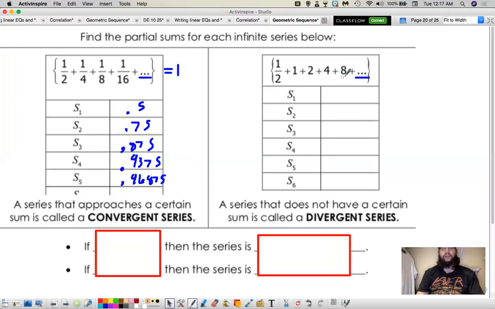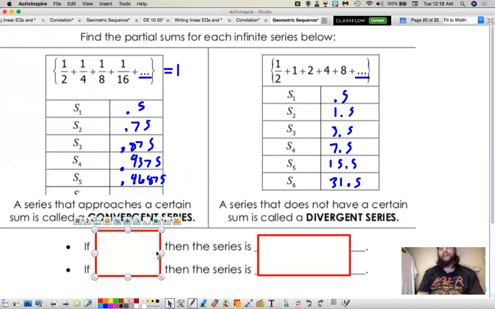Let's see what happens here. Looks like we're multiplying by 2. So that's 0.5, 1.5, 3.5. This is pretty easy to add. 7.5, 15.5. The next thing we're going to have is 16, so 31.5. And as you can see, the number's just getting bigger and bigger, right? It's not coming to a certain answer. It's going up and up and up. It's going to infinity. That's called divergent.